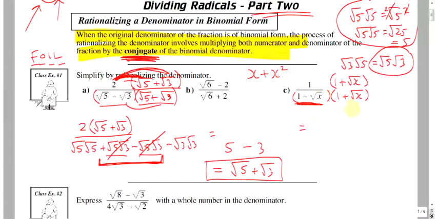On the top, 1 times that, well, it's just that. On the bottom, 1 times 1 is 1. Can I skip this? Is this okay? What is outside 1 times root x is root x. Inside 1 times negative root x is minus root x. What's root x? Take away root x. What happens when we multiply by a conjugate? The middle terms? Reese?